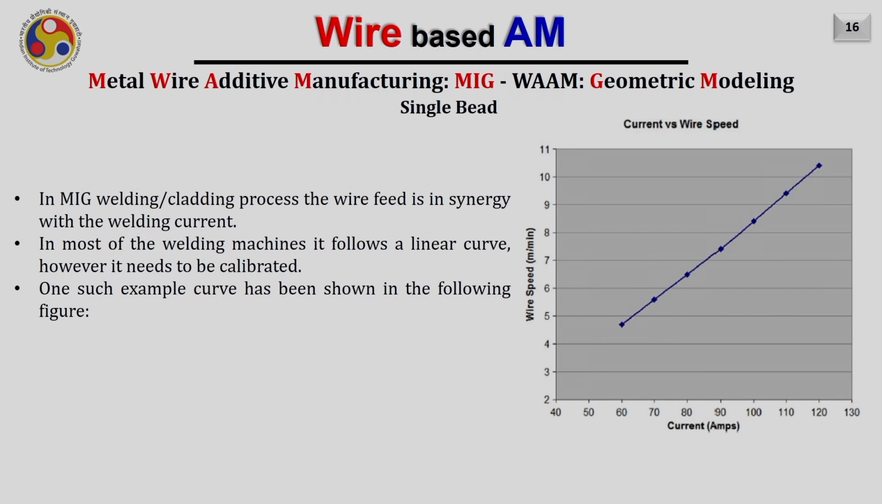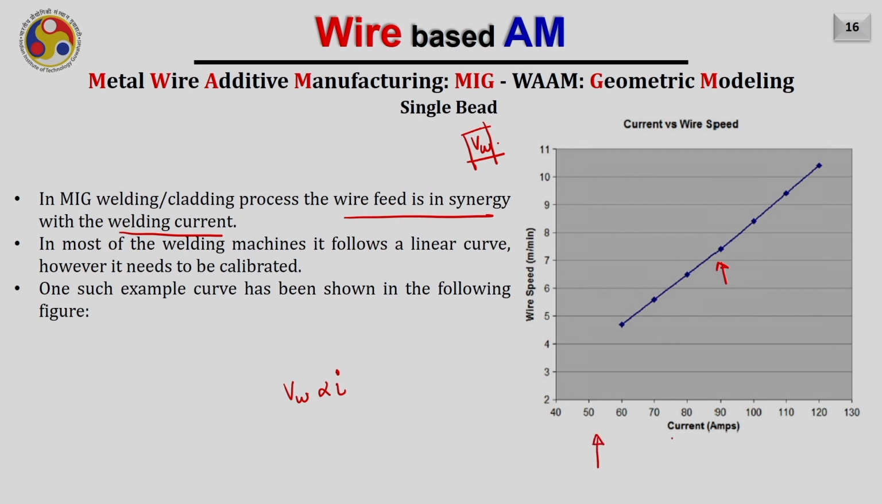Also, in that equation which we have seen just now, there was a term Vw. The wire feed is not easily measurable in the case of the machines where the wire feed is in synergy with the welding current, and that is true for most of the automatic MIG welding machines. However, we usually get a linear curve between these two, meaning to say Vw is directly proportional to the current we are supplying to the machine. However, this curve can be different and it has to be calibrated whenever you buy any new machine.